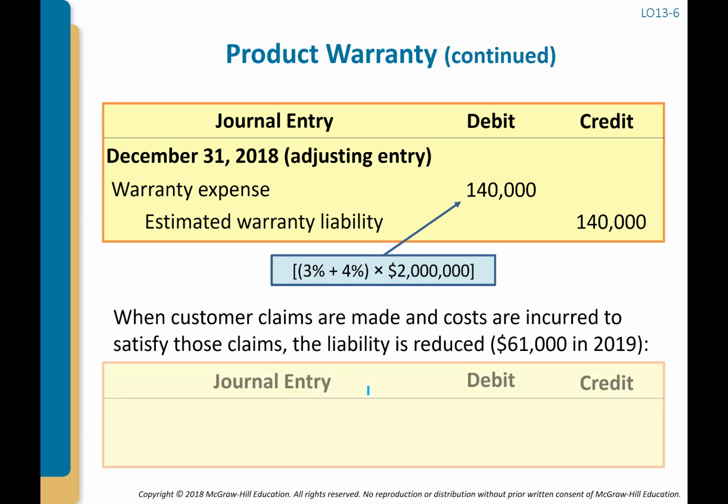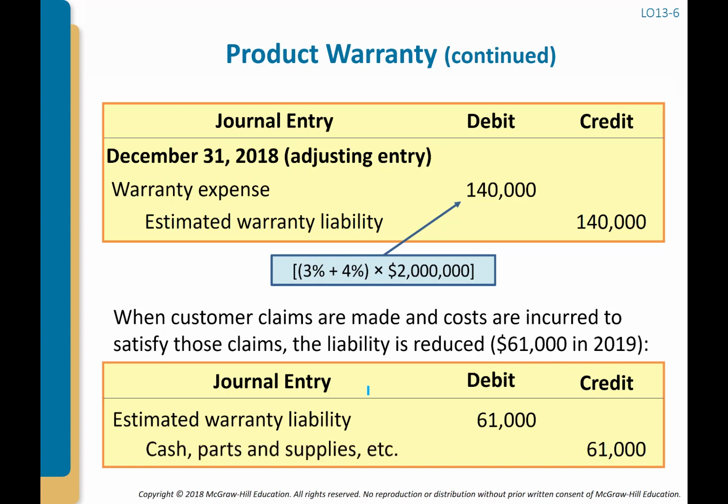Now of course, later on, if we have to pay $61,000 worth of warranty costs for parts and labor or whatever it is we have to pay to fix this stuff, we would then debit the liability and credit the cash. The expense got taken when? In the period of sale, didn't it? So there was a match with the sale and the expense. Right?